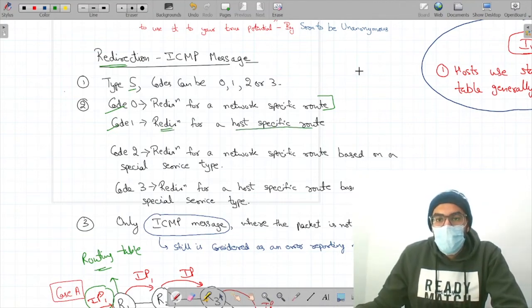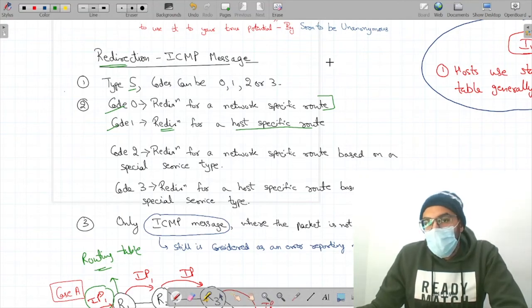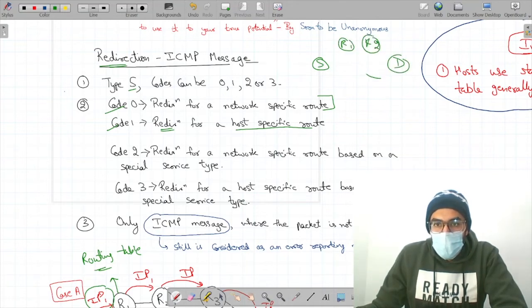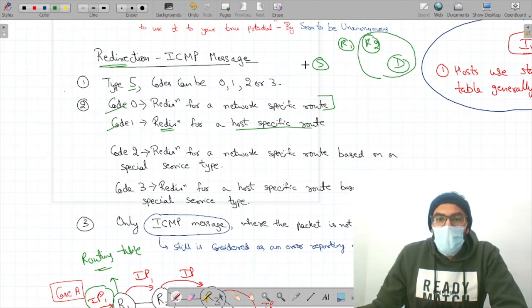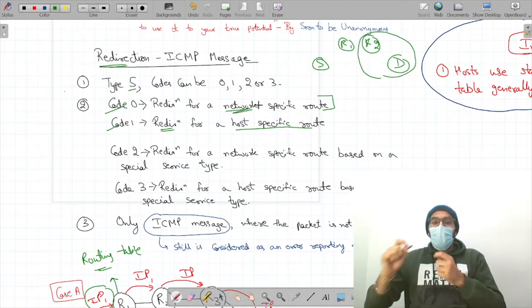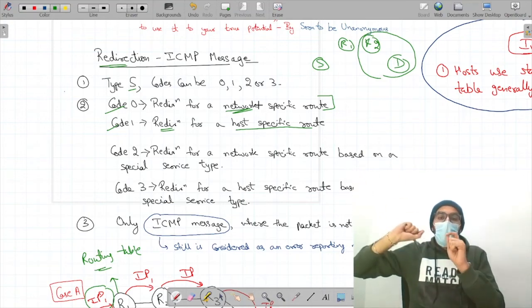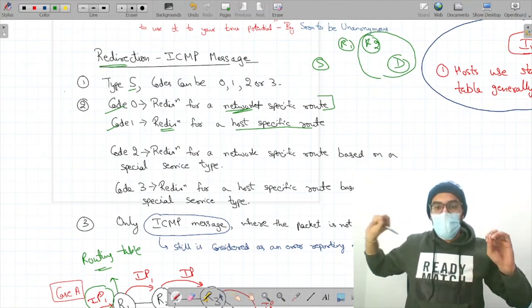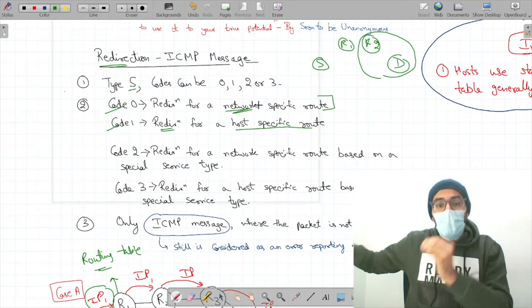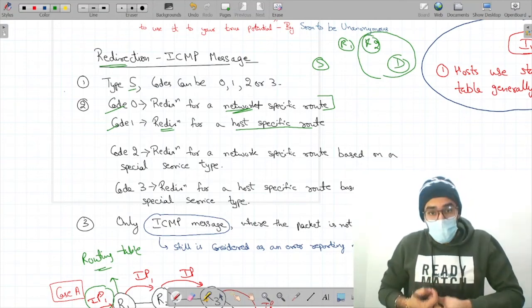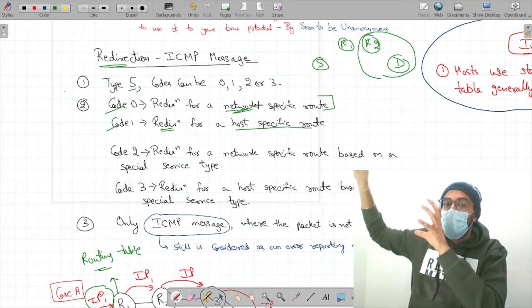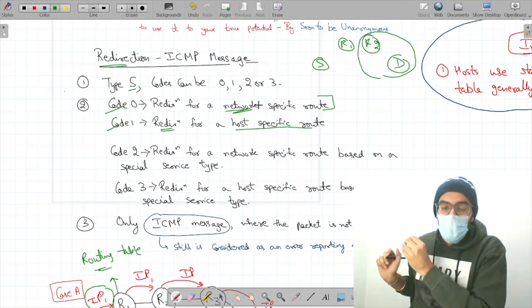Code 1 means that this redirection message is for a host specific route. Let me just tell you, network specific route is when, let's say this is the sender, this is the final destination, and these are the routers in between, and this is the network. Network specific means it is redirecting the message to a particular network. Host specific means it is redirecting the message to a particular host that is helping the packet to reach that particular host only. But when it is a network specific route, it specifically means that we are redirecting the message to a particular network. From that particular network, the message will go to the destination.